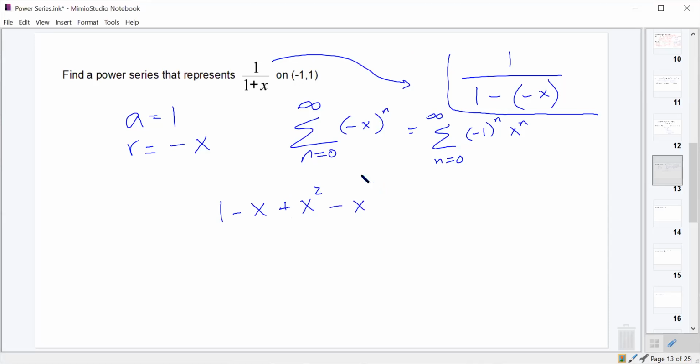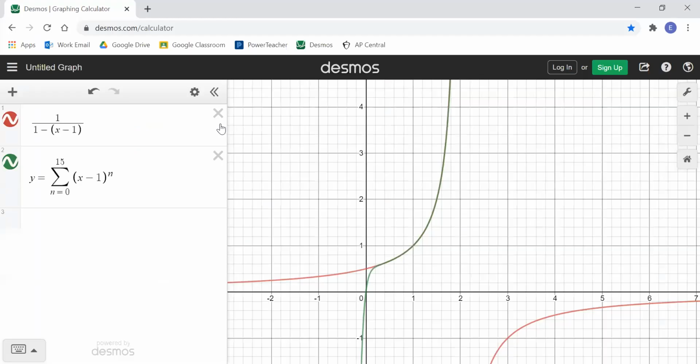And then a plus x to the 4th, and a minus x to the 5th, and plus x to the 6th, and so on, right? And so we would hope that this series should model 1/1 plus x from -1 to 1. So let's see if we've done this correctly.